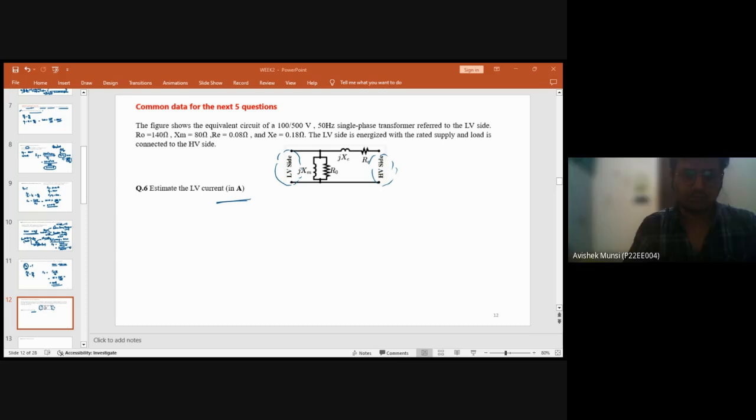So if anyone solved it, see here we have all the data like XM and XE, R naught is 140 ohm, right? And anything else given?